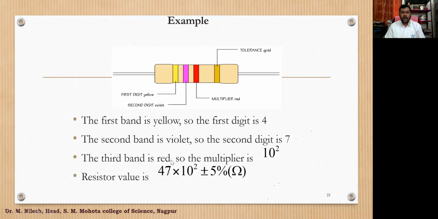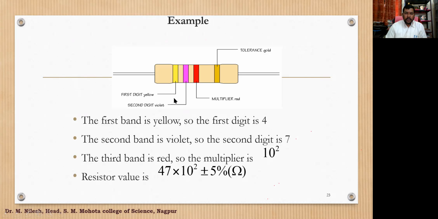Then now how we are going to use it. The first band is yellow, so the first digit is 4. Then the second band is violet, right? So violet is there, so the second digit is 7. The third band is red, which shows the multiplier is 2.